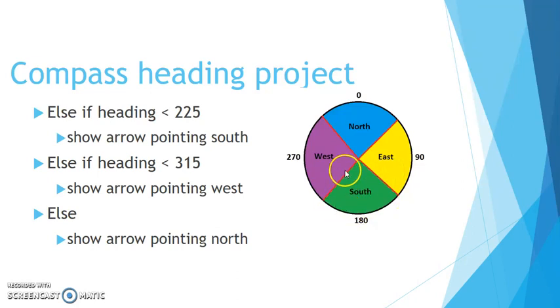If it is not less than 45 and not less than 135 but less than 225, so we're in this situation here where we're in the south, then it's going to be greater than or equal to 135 and less than 225. And then if it is less than 315, then we're in the situation where it's greater than 225 and less than 315, so we want to point west. And the final one is just the last little bit where it's greater than 315 and less than 360, and that is back to pointing north. So that's the arrow we're going to show.